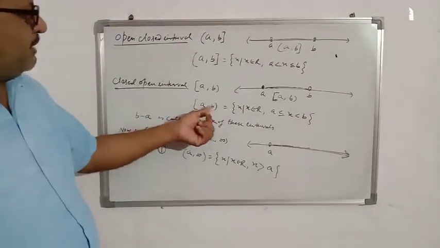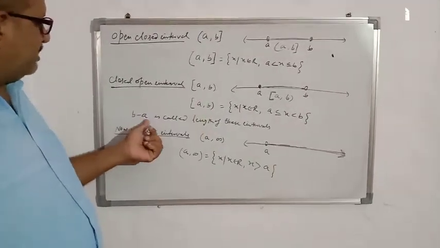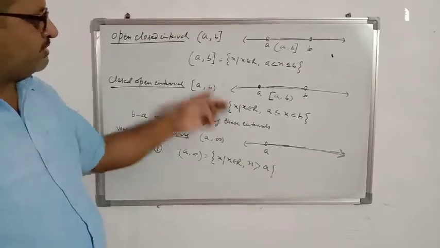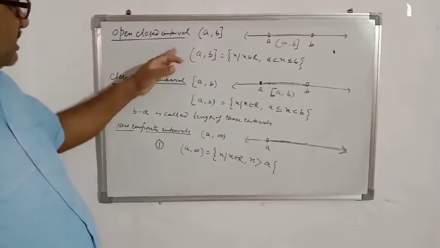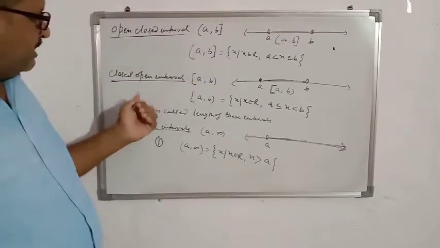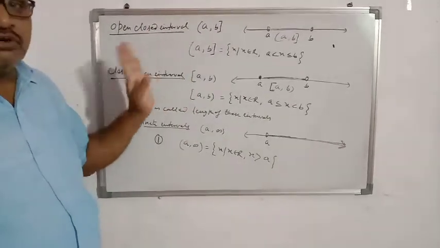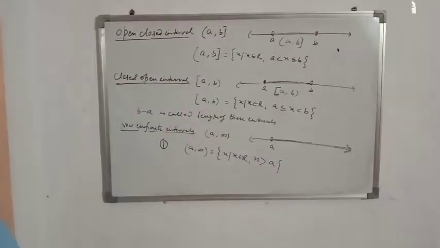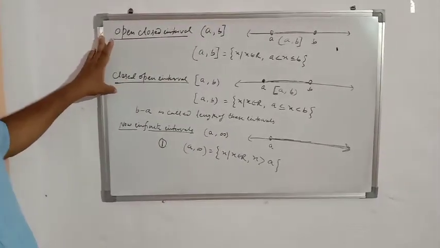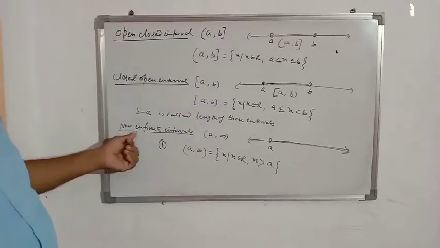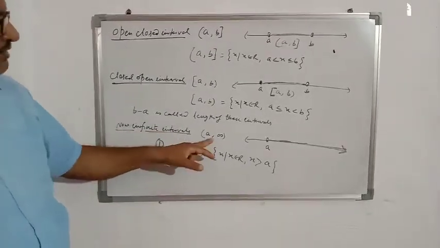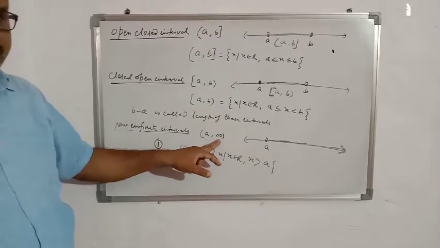The difference B minus A is called length of these intervals. Closed interval, open closed interval, closed open interval. So B minus A is the length of these four intervals. So these are finite intervals. Now we have to see some infinite intervals. So see the infinite intervals. The first one is A to infinity.